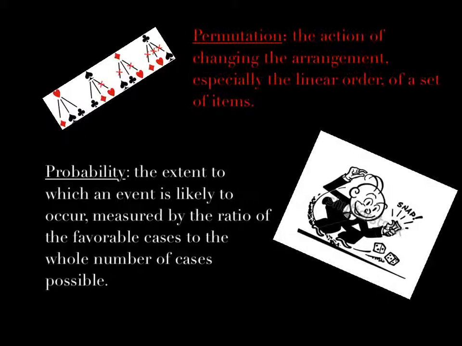So what that basically means is the amount of ways in which a set of numbers or things can be ordered or arranged. Probability is the extent to which an event is likely to occur, measured by the ratio of the favorable cases to the whole number of cases possible. So what that basically is, is the likelihood of something happening.